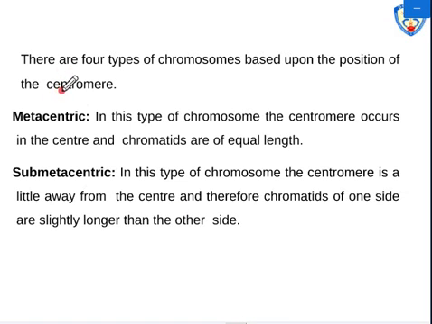Now, based on the position of the centromere, chromosomes are categorized into 4 types. Metacentric: in this type of chromosome, the centromere occurs in the center. Chromatids are of equal length, so there is no differentiation. There is no P and Q arm; both arms are equal. Submetacentric: in this type, the centromere is a little away from the center. Therefore, chromatids on one side are slightly longer than on the other side. So there is a differentiation in the P and Q arm.